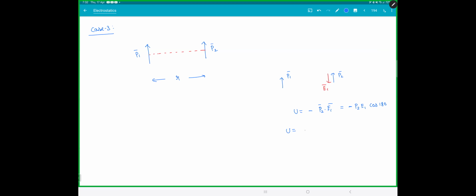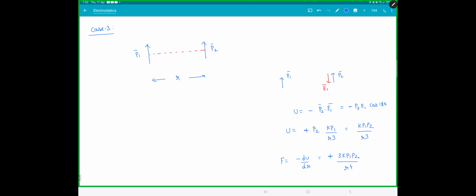So potential energy of the system will be, that is a tangential field. So that is Kp1 by r cube. That's straightforward. That's how you get the potential energy. It will become plus k p1 p2 by r cube. Force will be minus du by dr. We'll get a 3, minus of minus will become 3 k p1 p2 by r power 4.